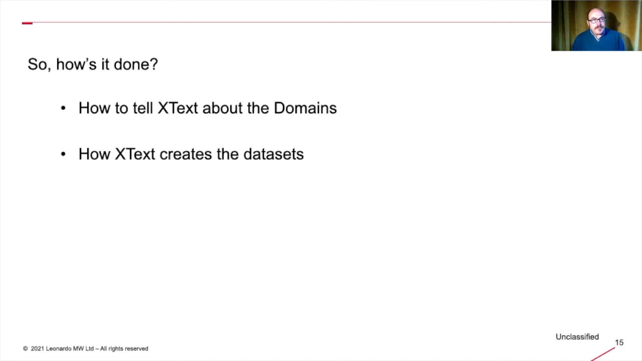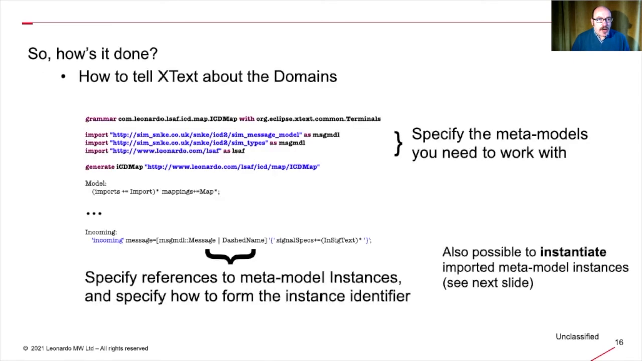How is it done? How do we tell xtext about the domains that we want to map? And how does xtext create the data sets which will then pass to the code generator to actually implement these bridges? So how do we tell xtext about the domains? Well, our xtext grammar has a section at the top of it where we can specify what meta models we want to work with. So you just say, I want to work with the OA of OA, or I want to work with the message model code that's been supplied by our partner.